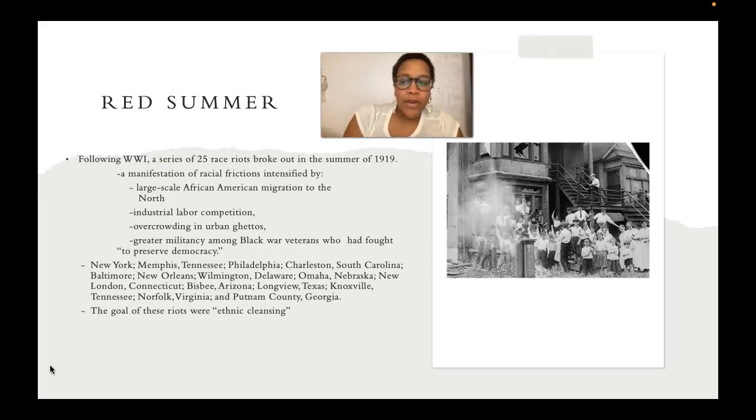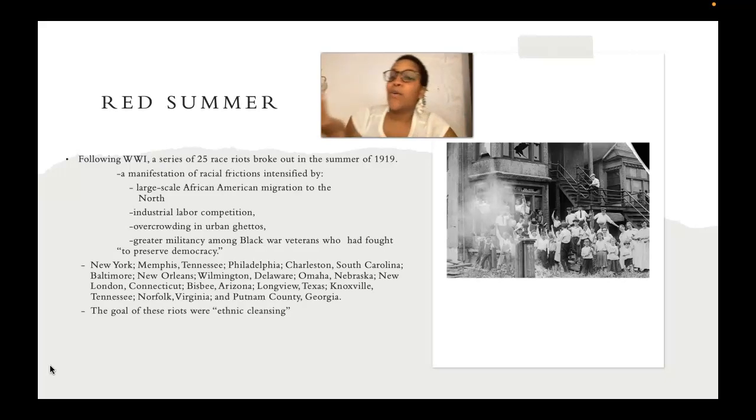Right, and so you have a large-scale African-American migration to the north, industrial labor competition, overcrowding in urban ghettos, and also a greater militancy among Black war veterans who had fought to preserve democracy abroad. And all of these things are fermenting or boiling into this pot that leads to white antagonistic aggression and destruction.